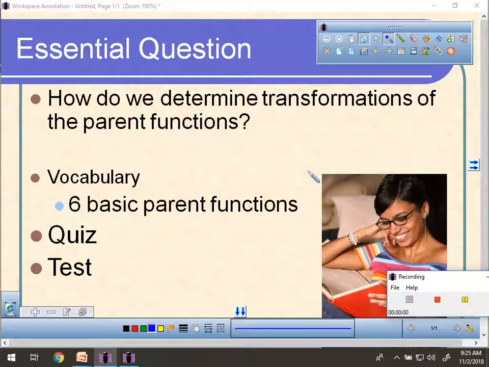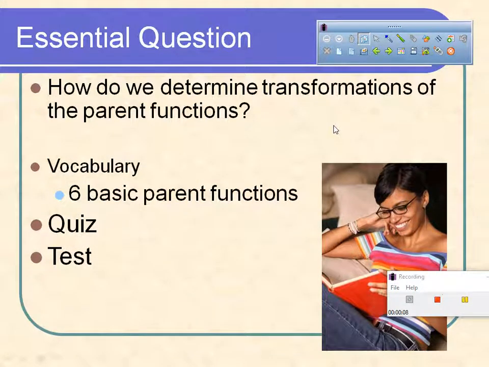Your essential question for today is, how do we determine transformations of the parent functions? Now, there are 6 parent functions that we're going to talk about for today's lesson. All a transformation is when you move that function around, like move it up or down, left and right, reflect it, all those types of transformations. It's a really short and simple lesson, but as long as you catch on to the pattern, you'll be good to go.